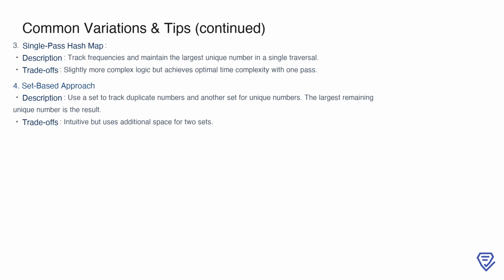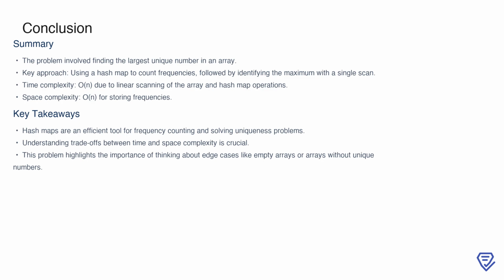Depending on the constraints of the problem, these alternative approaches can help you choose the most appropriate solution for your specific use case. Great job! We've solved the problem of finding the largest unique number in an array. We reviewed the algorithm, analyzed its complexity, and discussed key takeaways. Remember to practice similar problems and apply these concepts in your coding journey.